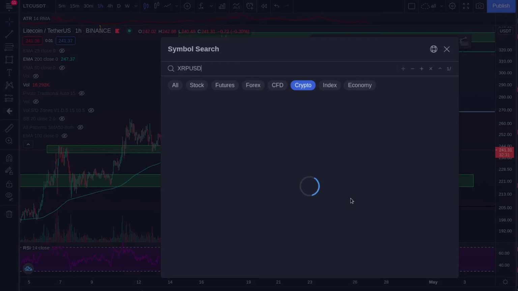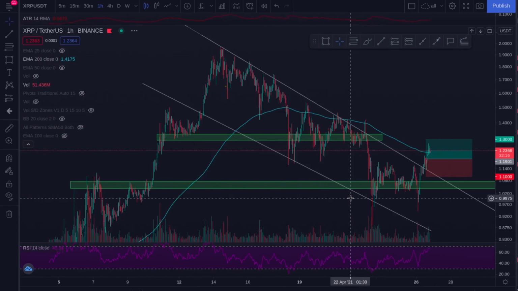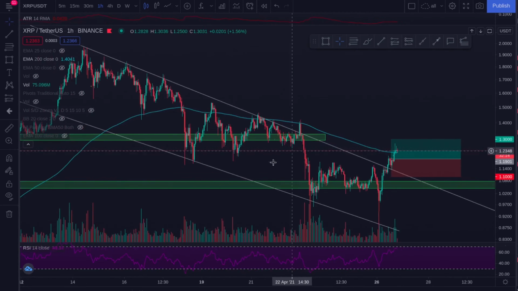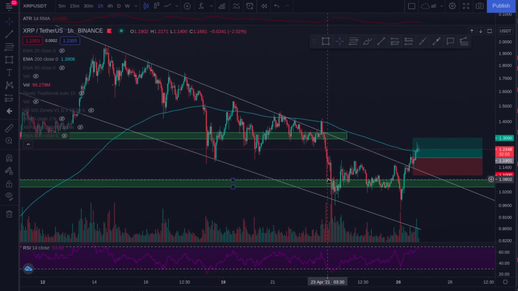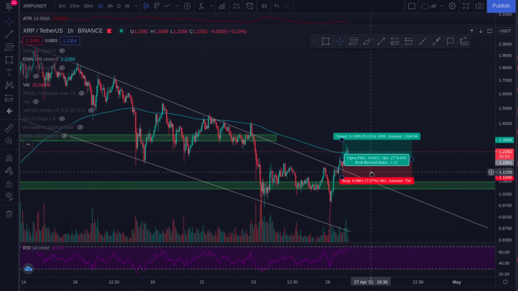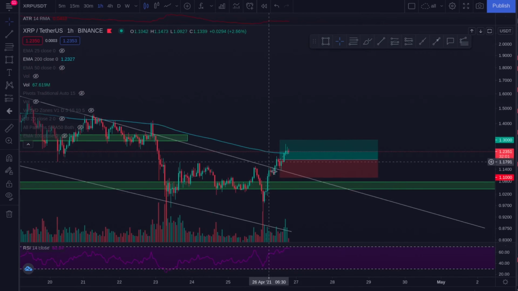Next we have XRP USDT. On XRP we were forming this downward channel, like we were forming lower lows and lower highs as well. So finally we broke out through it, and on the 1 hour time frame, we broke and we retested.